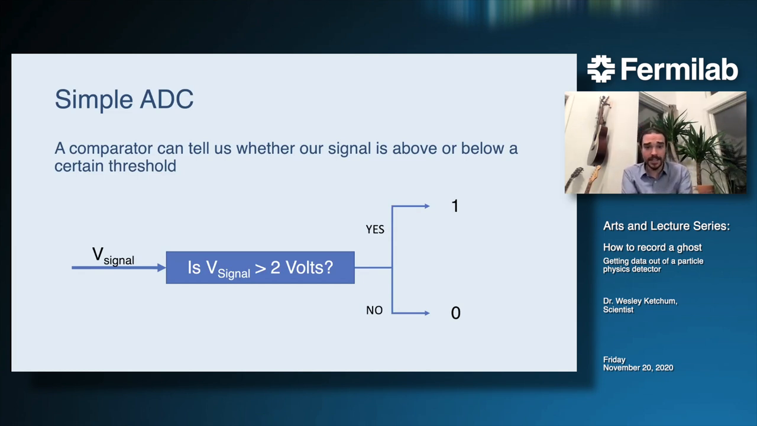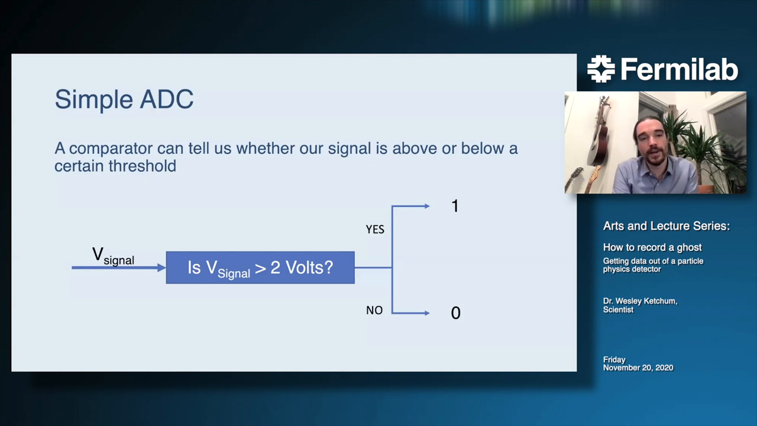That threshold could be, as an example, 2 volts. If a signal comes in, this little converter asks, is the signal greater than 2 volts? If it is, it gives us an output that says yes, we see a signal out. If it's no, then nothing comes out, and we know that's a no. We can turn those yeses and nos into ones and zeros, like basic logic.